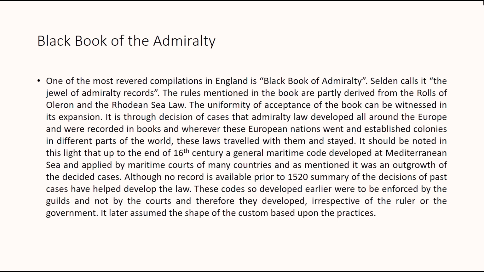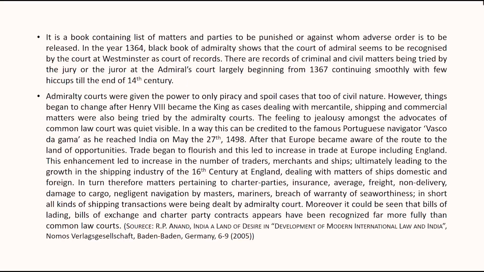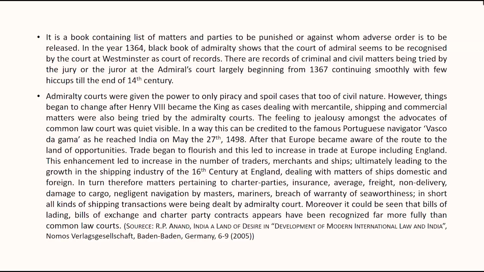It later assumed the shape of the custom based upon the practice, and it so developed that even today we see certain rules existing in conventions and treaties which were part and parcel of a long standing practice for so many hundreds of years. Further, friends, Black Book is a book containing list of matters and parties to be punished or against whom adverse order is to be released.